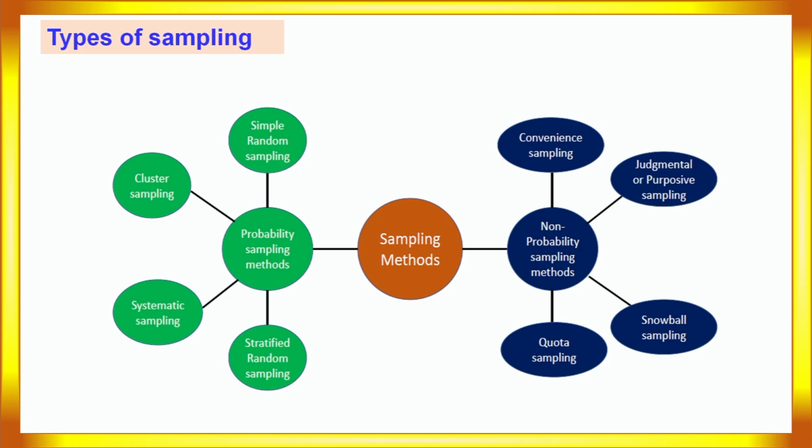What is it? Simple random sampling means that each and every element of the population has an equal chance of being selected into the sample. For doing simple random sampling, the size of the parent population must be known to the researcher.